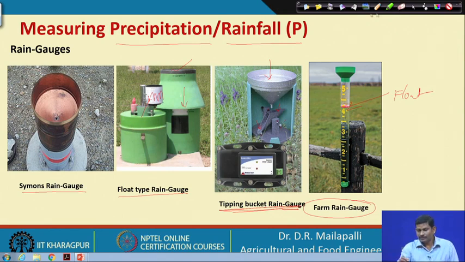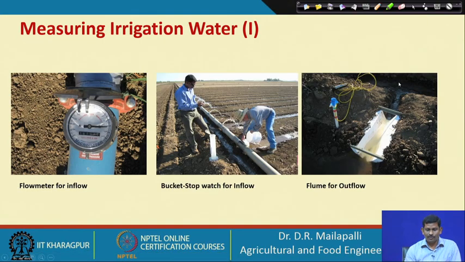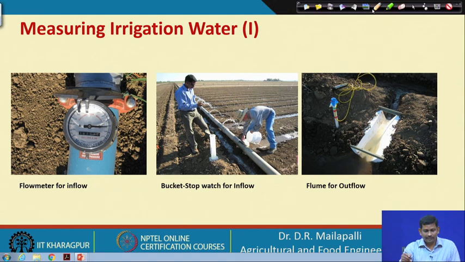The next is how to measure the irrigation water. For irrigation water, we use a flow meter. The flow meter could be analog or digital. It is a very easy flow meter. It works on the principle of area and velocity, which gives a number of rotations. The number of rotations will turn the needle over here.